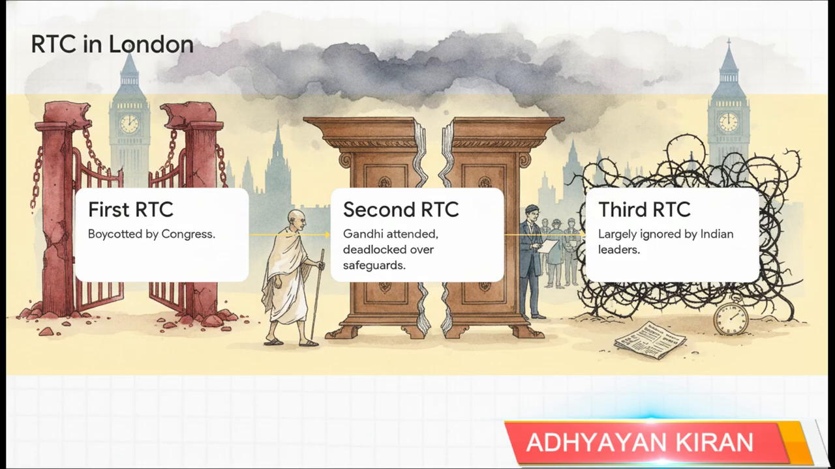The first conference was entirely boycotted by the Congress, making it effectively meaningless. Thanks to the Gandhi-Irwin Pact, Gandhi did attend the second conference as the sole representative of the Congress. But it was a complete disaster. The talks completely deadlocked, largely over the incredibly complex issue of minority representation and safeguards. The British right wing absolutely refused to concede any real power. So, by the third conference, the Congress was back to boycotting, and the talks were pretty much ignored by Indian leaders. The constitutional route had basically hit a brick wall.